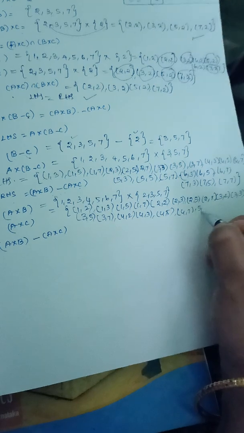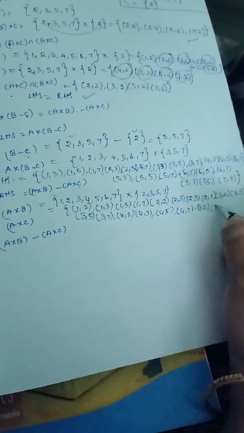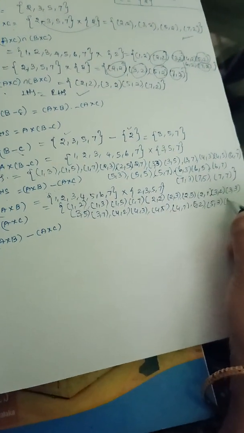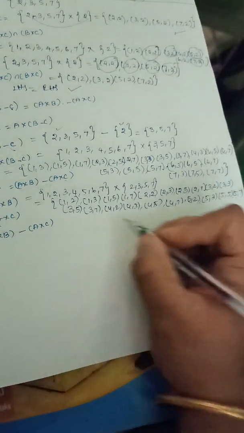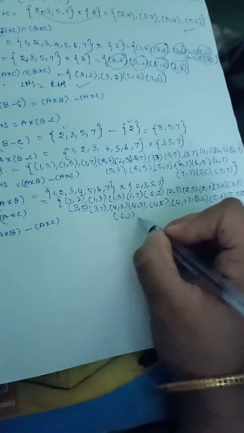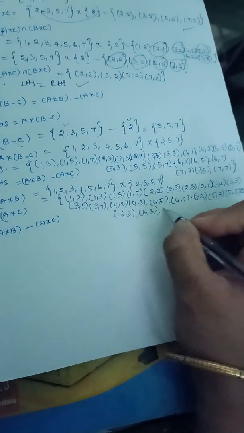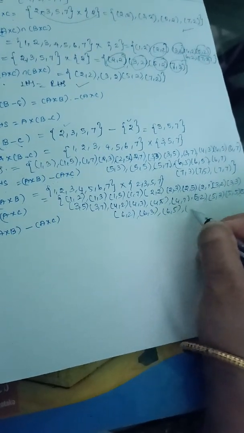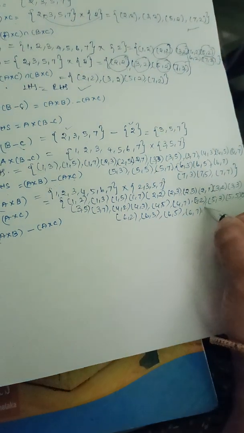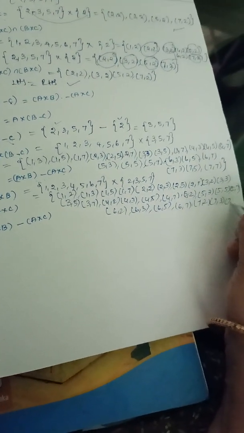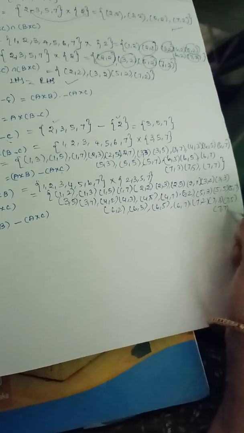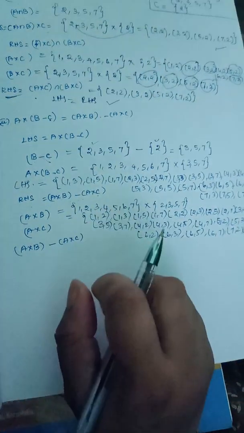Next 5, 2, 5, 3, 5, 5, 5, 7. Next 6, 2, 6, 3, 6, 5, 6, 7. Next 7, 2, 7, 3, 7, 5, 7, 7. Okay, this is our first, A cross B.